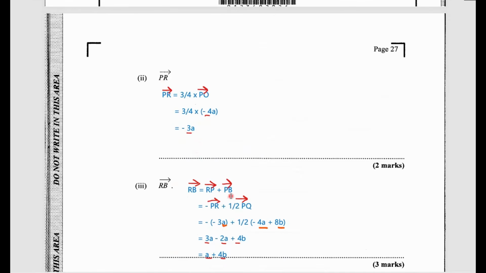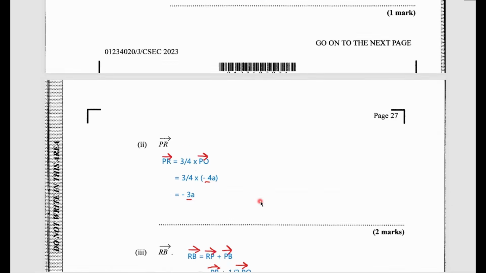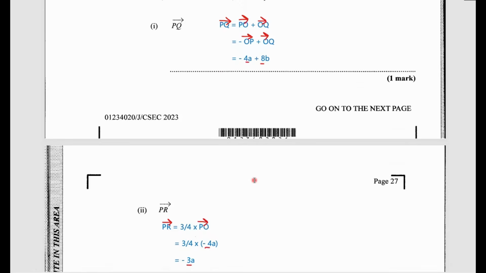Add PB. What is PB? PB is half of PQ, which is half of this, minus 4A add 8B. So this will give me 3A. Half of minus 4A is minus 2A. Half of 8B is 4B. 3A minus 2A is A, and you have your 4B. So we were able to complete this paper.